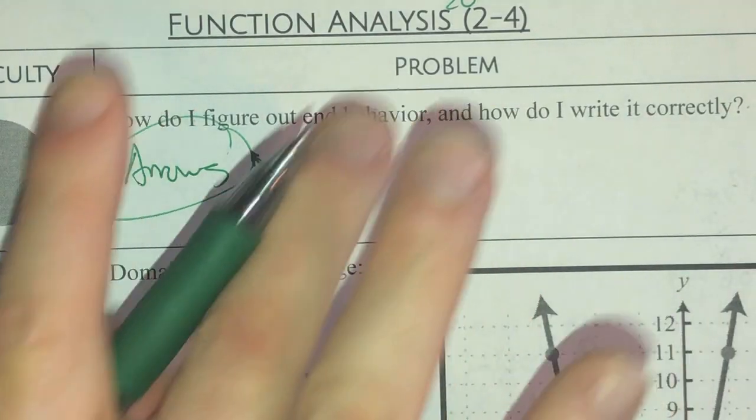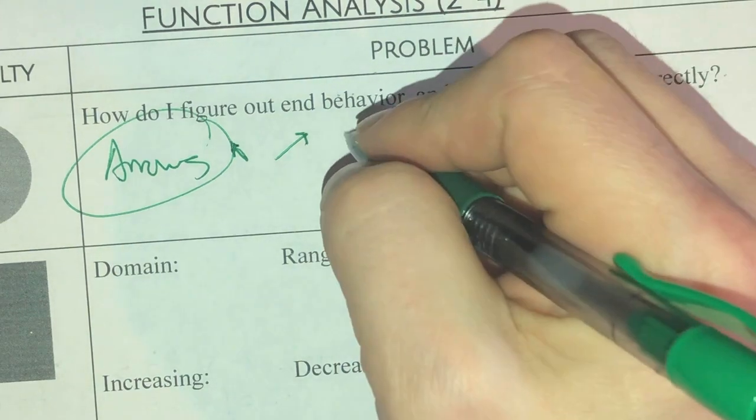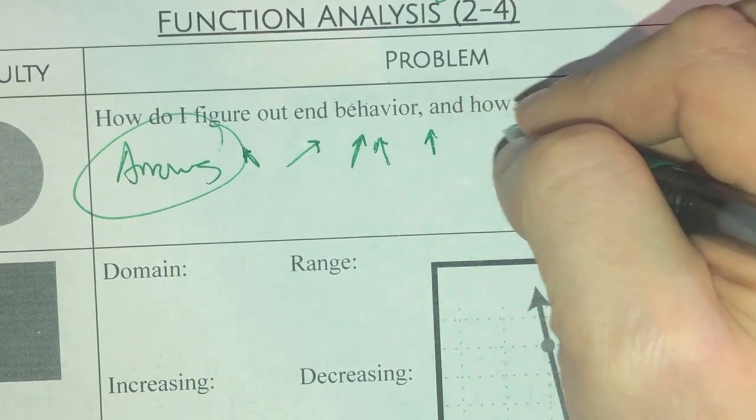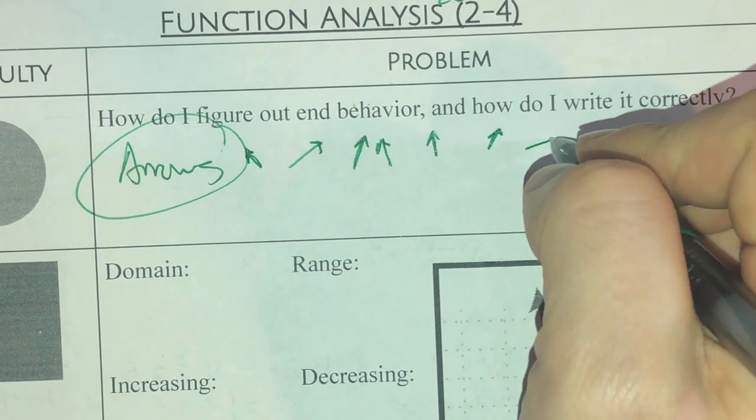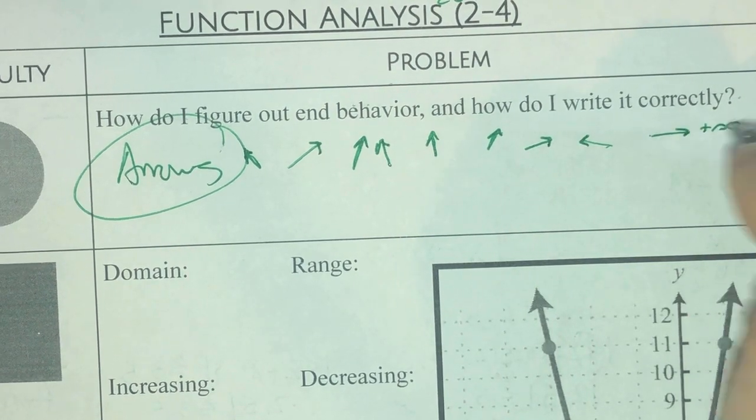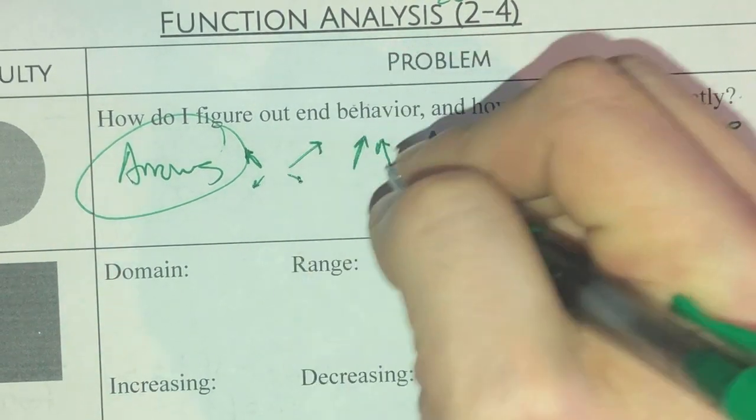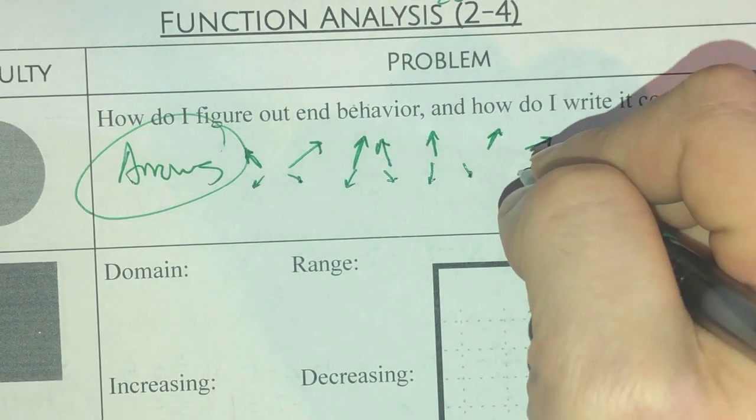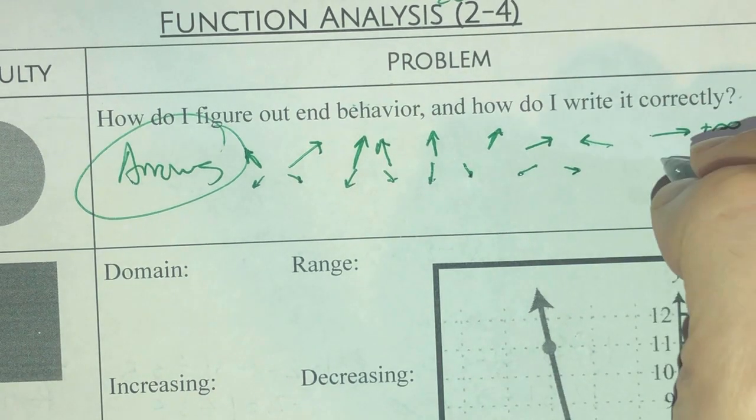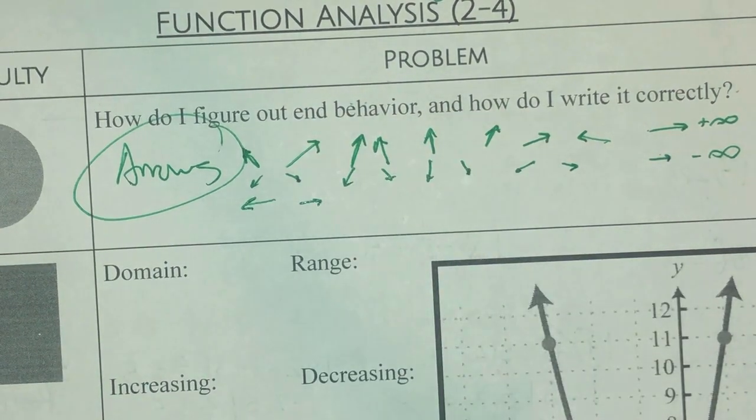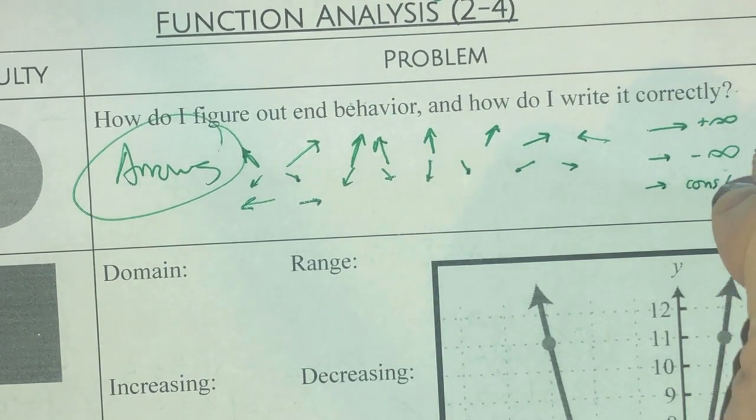So if the arrows point up, even if slightly, right? It could be pointing way, way, way up, or they could be pointing slightly up. It's going to infinity. If they're pointing down, a little bit more down, way down, or slightly down, negative infinity. If they're leveling off, dead level, it's going to a constant, okay?